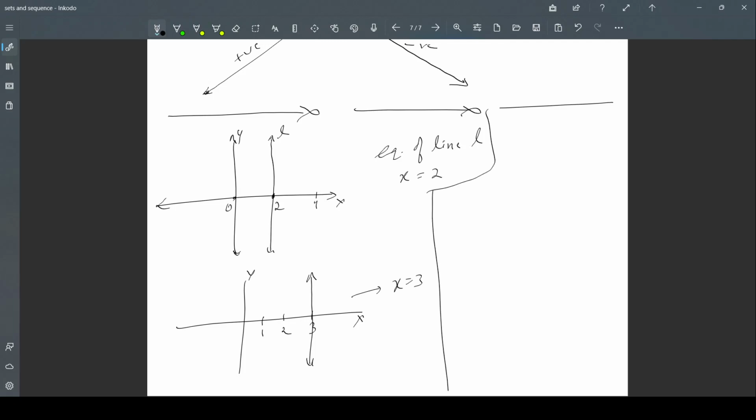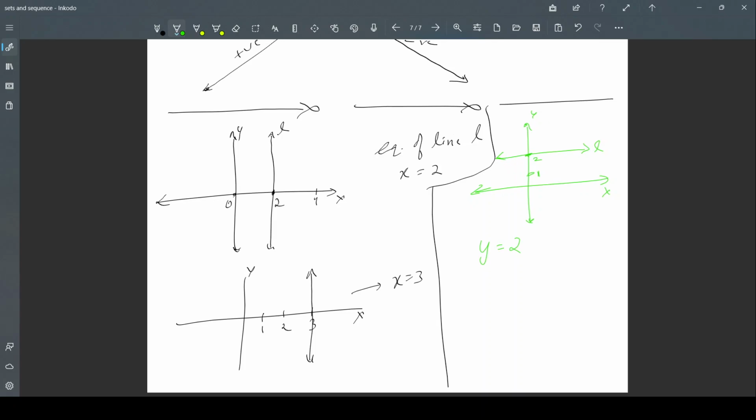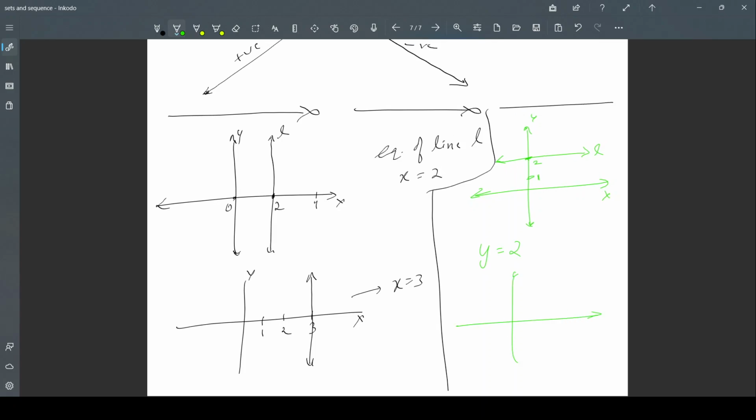Okay, let's say this is the x-axis and this is the y-axis, and the line is passing through like this, and this point is 2. What is the equation of this line? Because the line is parallel to the x-axis, it will be y equals 2. And let's say the line passes here, it's negative 2 now. This is y, this is x. So what is the equation of this line L? You'll be writing y equals minus 2.